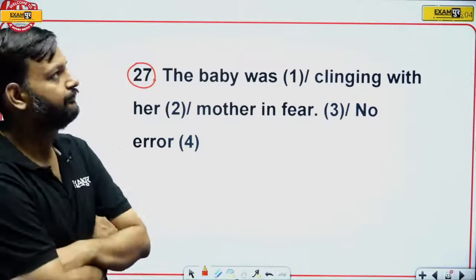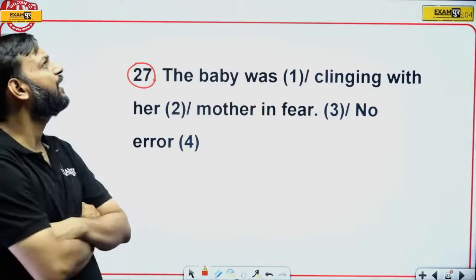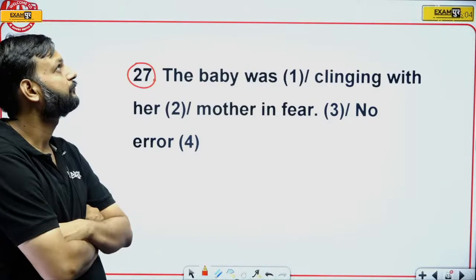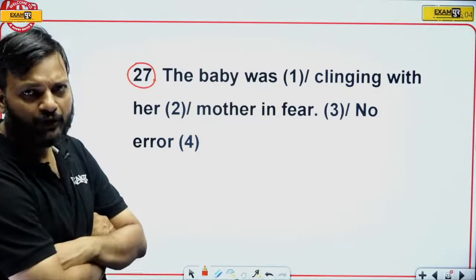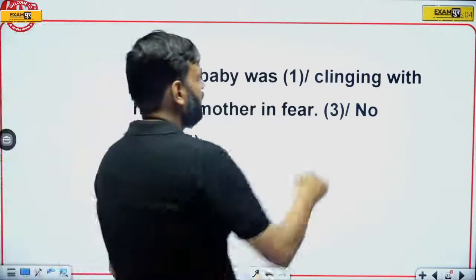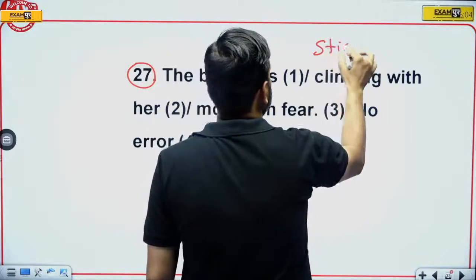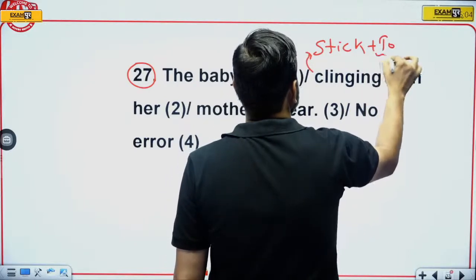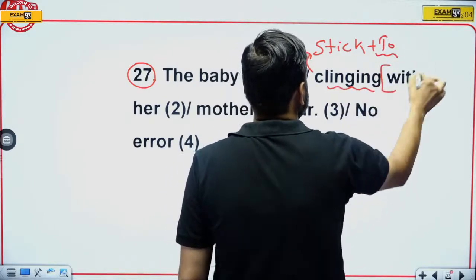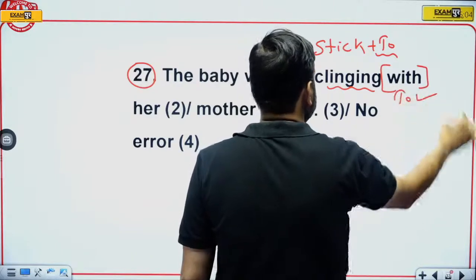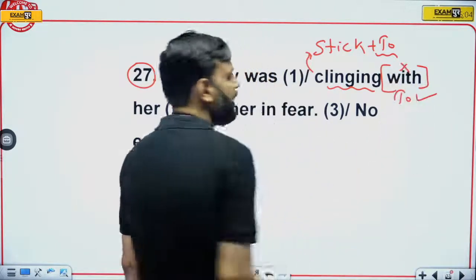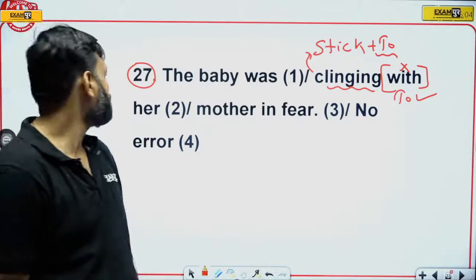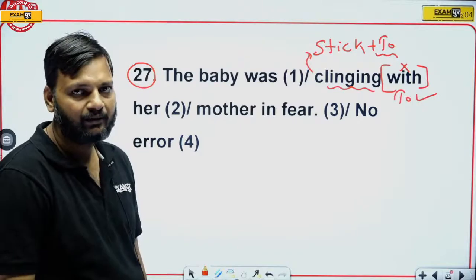What should be the error here? See, I have already told you the answer. Stick. Cling means to stick, and if stick is followed by to, cling should also be followed by to. So the right preposition after cling is to. The baby was clinging to her mother in fear.